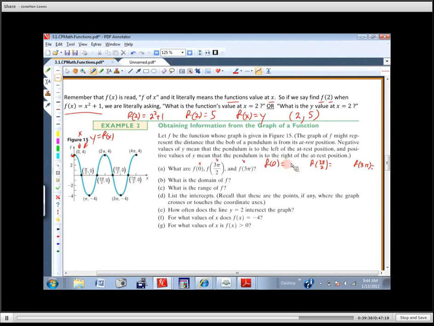So, f of 3 pi halves. Now, 3 pi halves is a really weird thing, but it's still which coordinate, the x or the y? The x. So let's come over here and look through these. Can you find a point that starts with an x coordinate of 3 pi halves? Right here, isn't it? So what is the y coordinate, what is the function value when x is 3 pi halves? It's going to be 0.